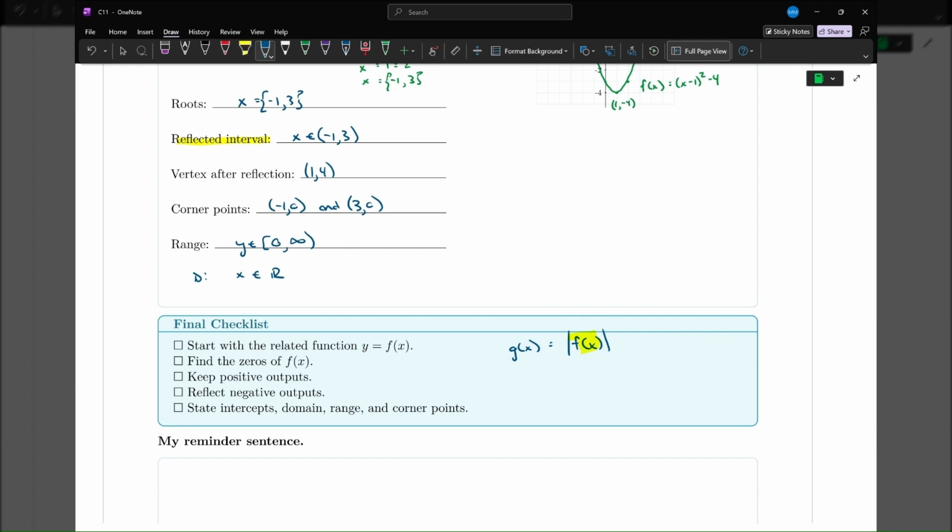And again, I will write it down. We're saying keep the input, flip the output if negative. And that's it.